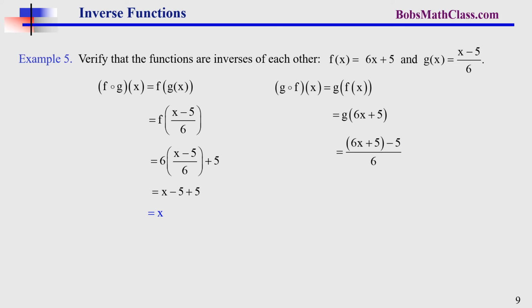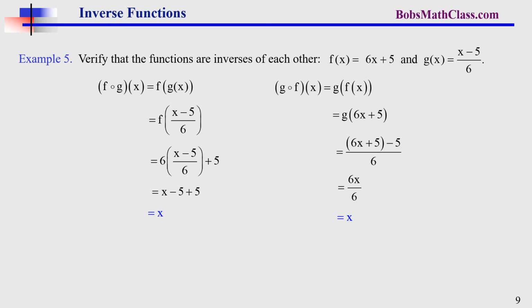So we have 6x plus 5 minus 5 all over 6. Now we could do a little simplifying. The 5's cancel. Then the 6's cancel. And we're left with x. That's it. We have just verified that they're inverses of each other.